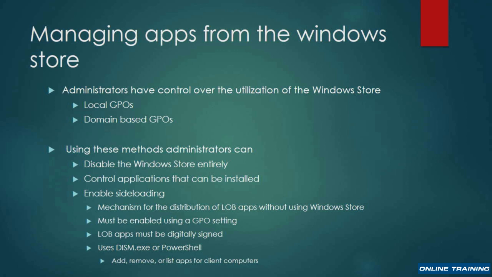We would use the Deployment Image and Service Management executable or Windows PowerShell to add apps to client computers, to remove apps, to list out the apps that have been there. They call that process side loading, really more of a development kind of thing where the apps are developed, and then we go in through group policy and administrators would configure which apps are going to be available to the client computers.